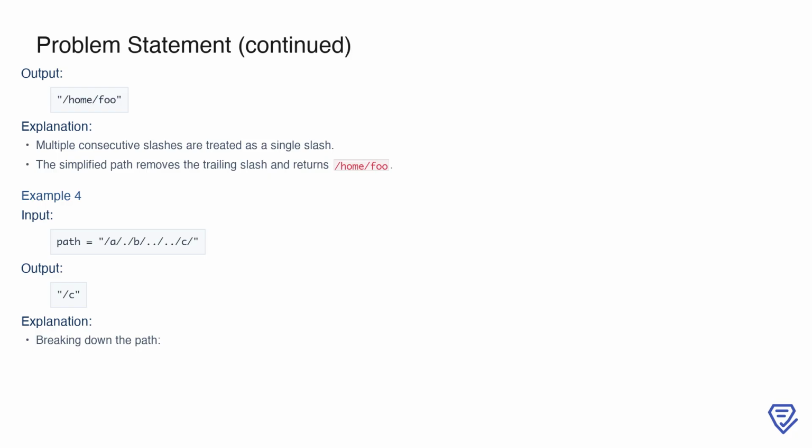Now, let's consider the input /a/./b/../../c/. Breaking this down, /a/ moves into the directory a. The single dot refers to the current directory, so it has no effect. Then, b/ moves into the directory b. The .. moves up one level, effectively leaving directory b and returning to a. Another .. moves up one more level, reaching the root directory /. Finally, /c/ moves into the directory c. Putting this all together, the canonical path is simply /c.